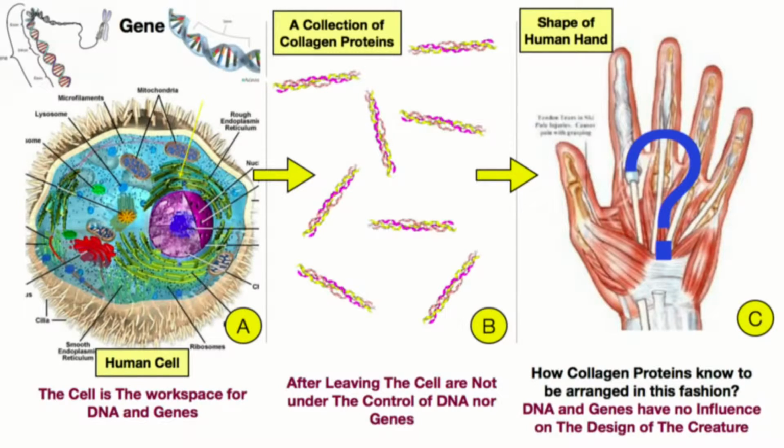So as you can see on the screen, let's start from left to right. On the left we have the cell, which is the workspace of genes and DNA, meaning that genes and DNA can only work within the cell. And when the DNA is read, proteins are produced and they're excreted outside of the cell. Let's take the collagen protein as an example. So as you can see in the middle, we have millions and millions of collagen proteins outside of the cell. And they are no longer under the control of the genes and the DNA. So the big question, how do these millions and millions of proteins know to arrange themselves in the perfect order of the human hand, as you can see on the right?